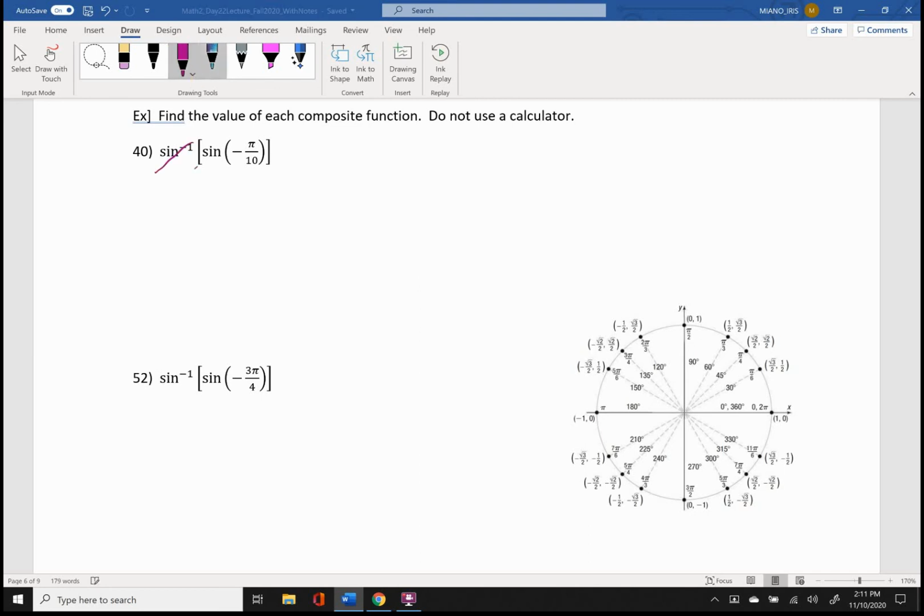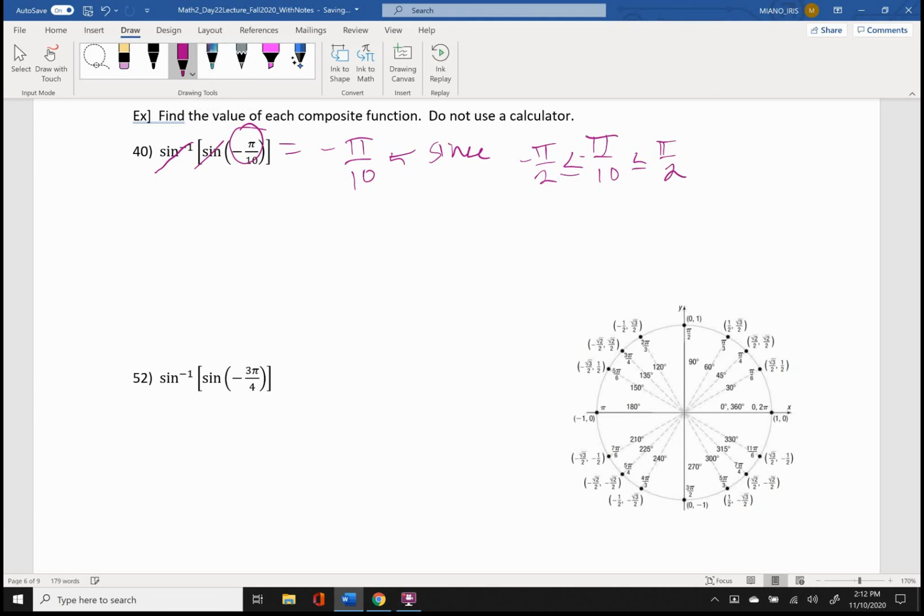So therefore, I can just go ahead and do this. Watch. Boop, boop. And this is my final answer: negative pi over 10. Since this is x, or pi over 10, sorry, is between pi over 2 and negative pi over 2. Oh, and it's negative, sorry. There we go.